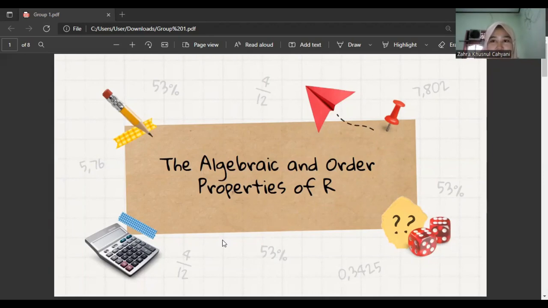Today we will present about the algebraic and order properties of R. But before that, let me introduce the members of our group.